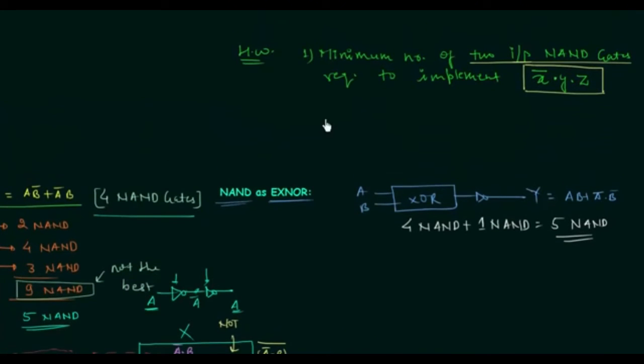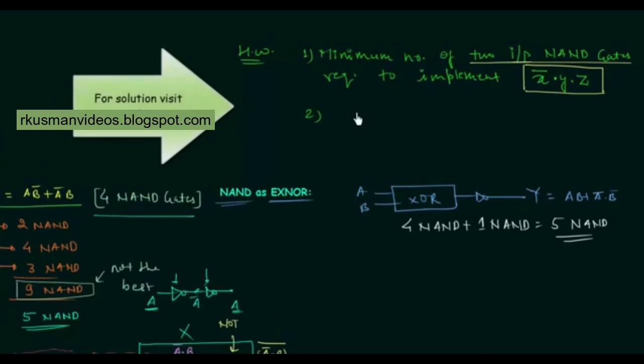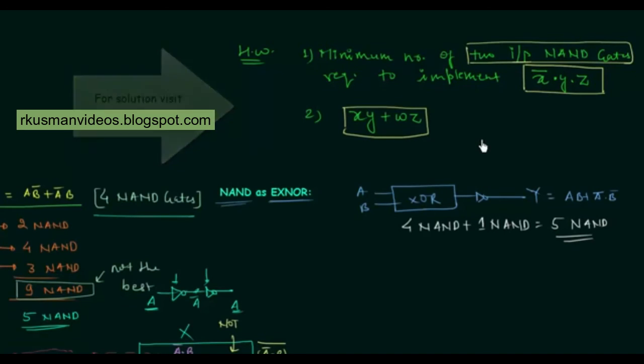And in second homework problem, you have to find the minimum number of 2 input NAND gates required to implement X and Y, or W and Z. So these are the 2 functions, and you have to implement them by using 2 input NAND gates, and the number of NAND gates should be minimum.